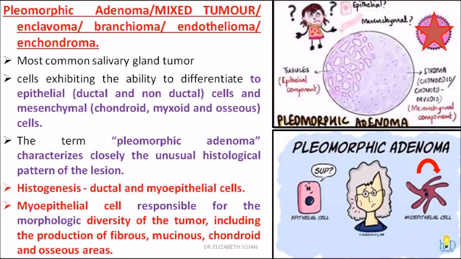I have given the histogenesis in red ink in the notes part. Which are the two cells responsible for pleomorphic adenoma? Mainly the myoepithelial cells and the ductal cells. Understood? The myoepithelial cell is responsible for the morphological diversity of the tumor, including the production of fibrous part, mucinous part, chondroid and osseous areas.